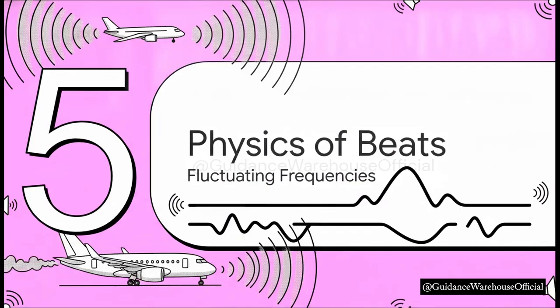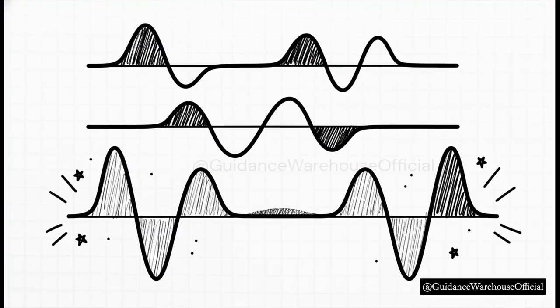And finally, part 5, the physics of beats. Let's bring this full circle back to our very first hook, that fluctuating loudness of a twin-jet engine taxiing on the runway. We've talked a lot about identical waves, but what happens when the waves are slightly different? When you have two engines spinning at slightly different speeds, they produce waves of similar but non-identical frequencies. Because the frequencies don't perfectly match, the sound waves constantly drift in and out of phase with each other.